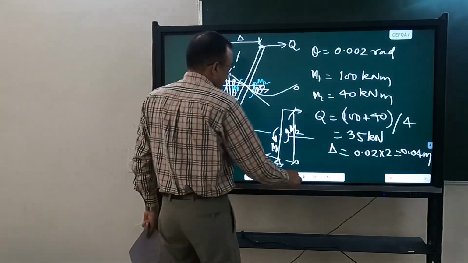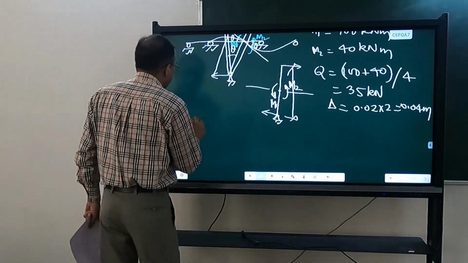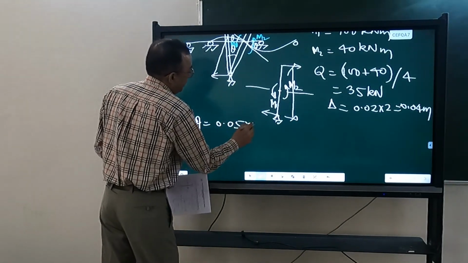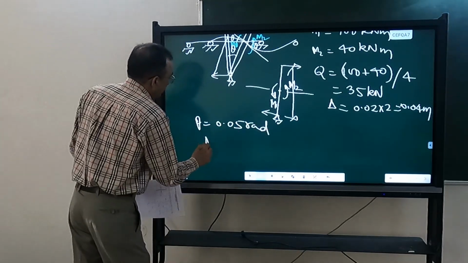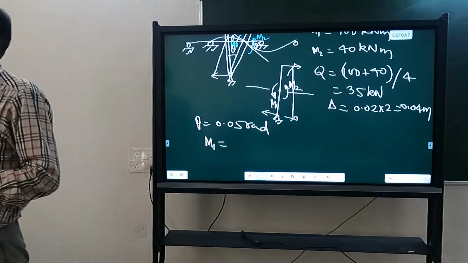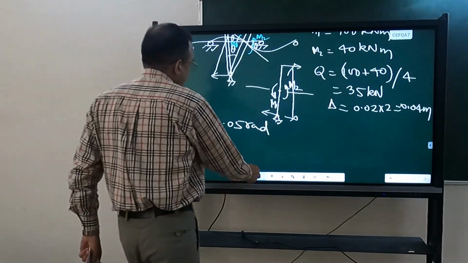Value. Now you increase it further. Now calculate that theta is equal to 0.05 radian. What will be the value of M1? Yeah, 4, sorry. Not 2, 4. You are right.